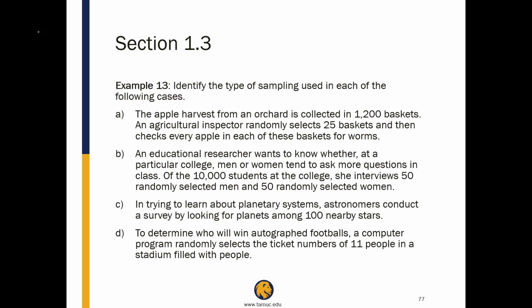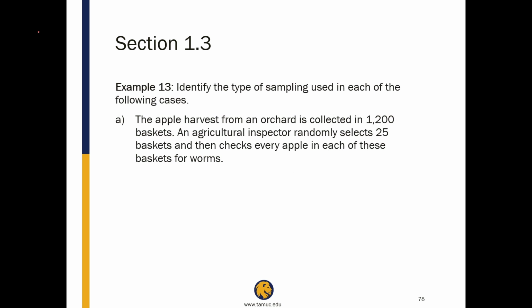Okay, here's a whole assortment of different scenarios, and we're going to go through classifying what type of sampling they use, of the types that we've seen up to now. So let's start with the first one here. It says an apple harvest from an orchard is collected in 1,200 baskets. An agricultural inspector randomly selects 25 baskets and then checks every apple in each of these baskets for worms. Let's think about the population here. The population would be all the apples they collected in this harvest. Now, obviously, they're not going to study every single apple. They're just going to take a sample and make sure that it's representative.